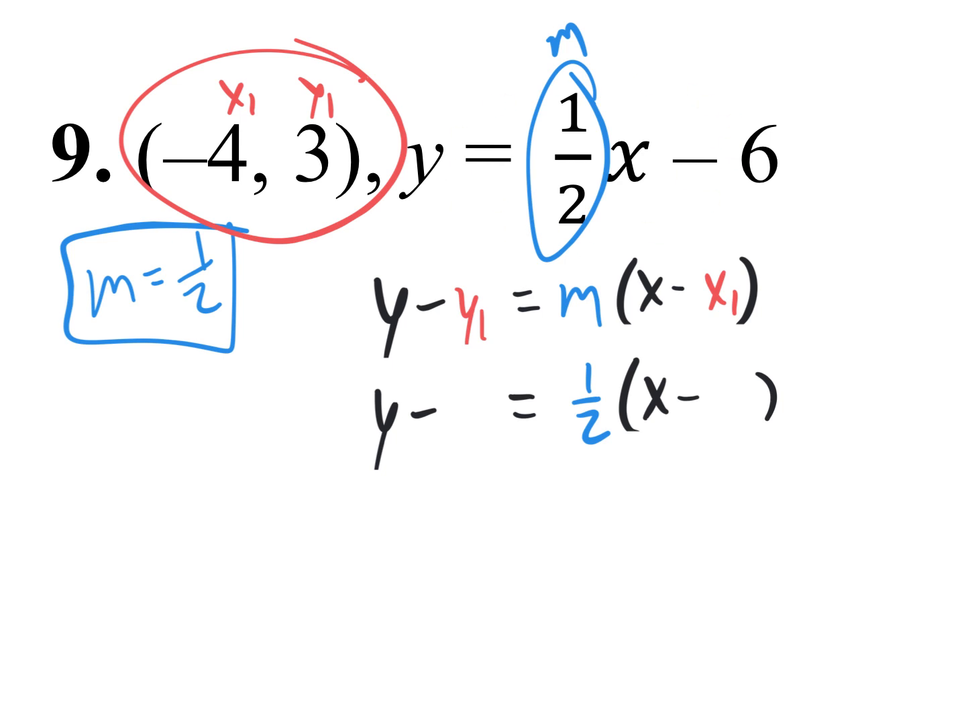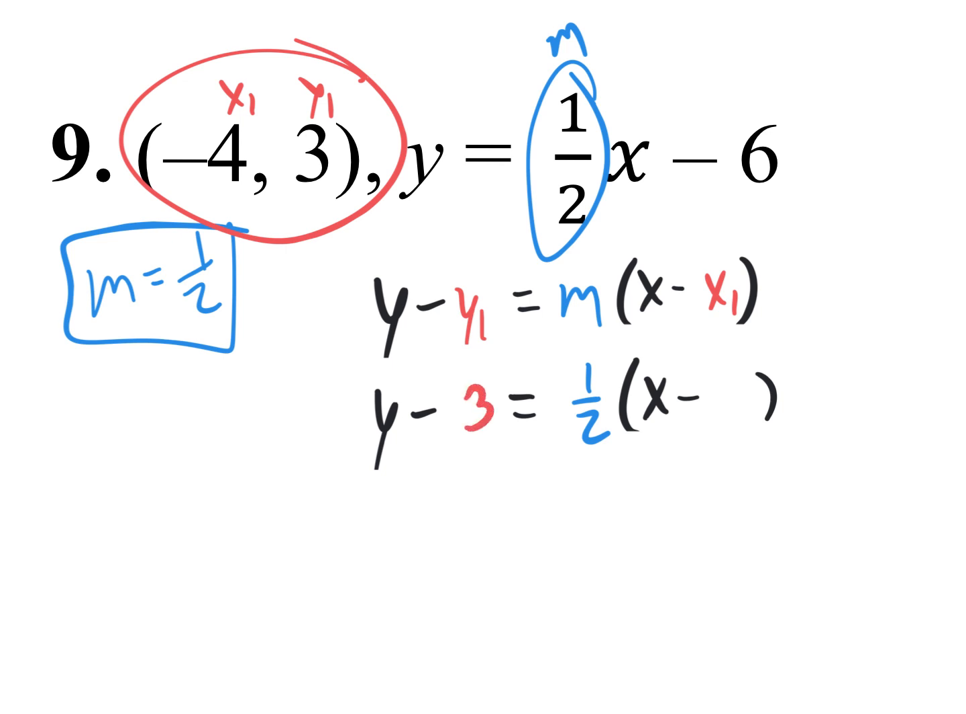Now, if they would have said my line's perpendicular to this one, then I would get my slope as a negative 2/1. So my slope would be negative 2 if they would have said perpendicular. That's the second half of the worksheet. Right now it's saying parallel, which is the same exact slope. Now the y1 value is 3.